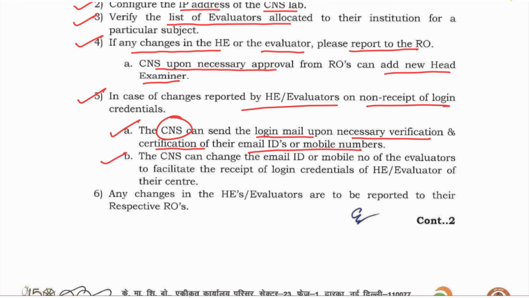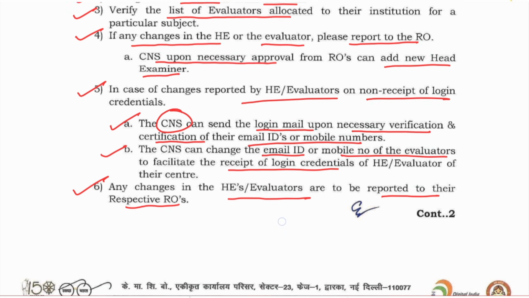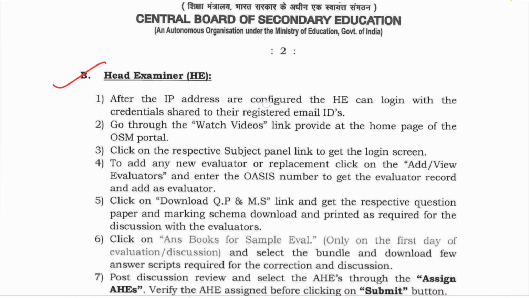Then next one, CNS can change email ID and mobile number of evaluator to facilitate receipt of login credential. Any change in HE or evaluator to be reported to the respective RO. So you can change, but you need to report all those changes to your regional RO office.